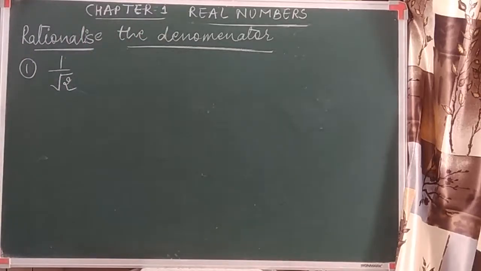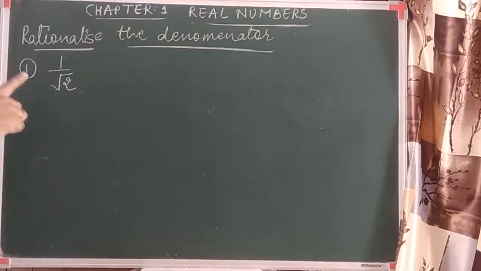So see how many types of questions can come. Here we have in the denominator only one term. It can be 2 terms. But you should remember the denominator is always an irrational number. Then only this kind of question can come. So let's understand how we rationalize the denominator.